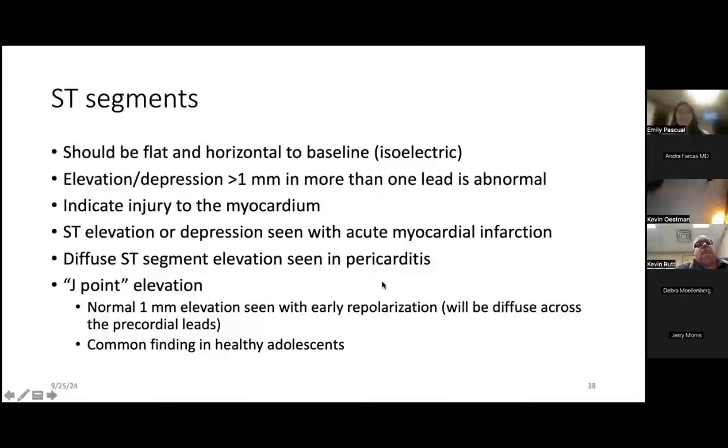You guys are probably used to seeing these things in the field. Diffuse ST segment elevation is more commonly seen in pericarditis. That's usually not associated with acute MI to have diffuse ST segment elevation across all the leads. J point elevation is something that can be normal, where you can see some ST elevation across the precordial leads. And this is relatively common in younger patients. So just be aware that early repolarization is a normal pattern.